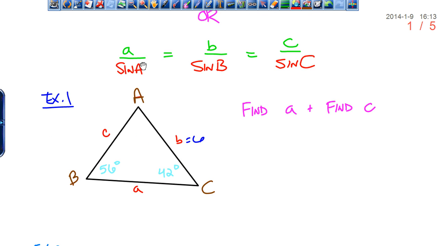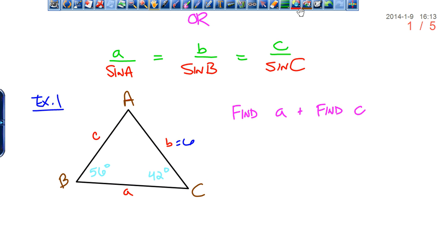So just like yesterday, we're given a couple pieces of information. We're asked to find A and C. So the first thing is, I don't know what this angle is. We're not given this angle, so I want to find that. First thing I'm going to do is add 56 and 42 up, subtract from 180, and I'm going to get that this angle is 82 degrees. So from there, since I know sine A, and I'm trying to find the side A, I can use that to my advantage. I don't know that, but I know that this is sine of 82 degrees.